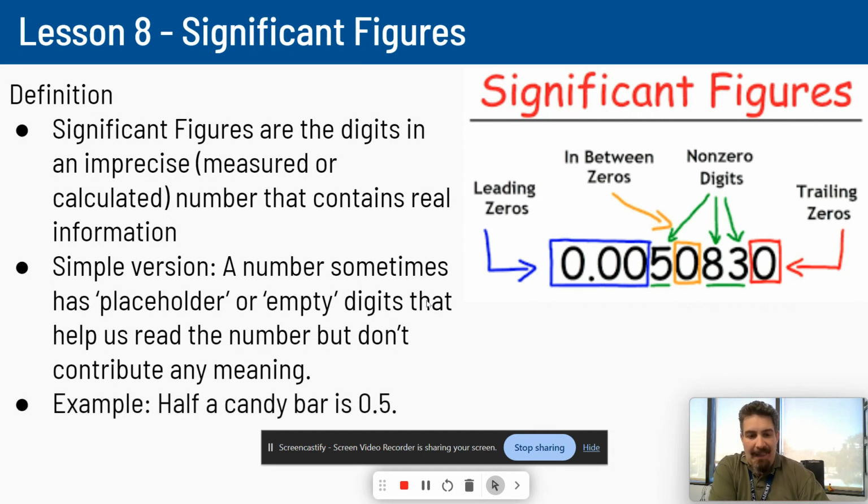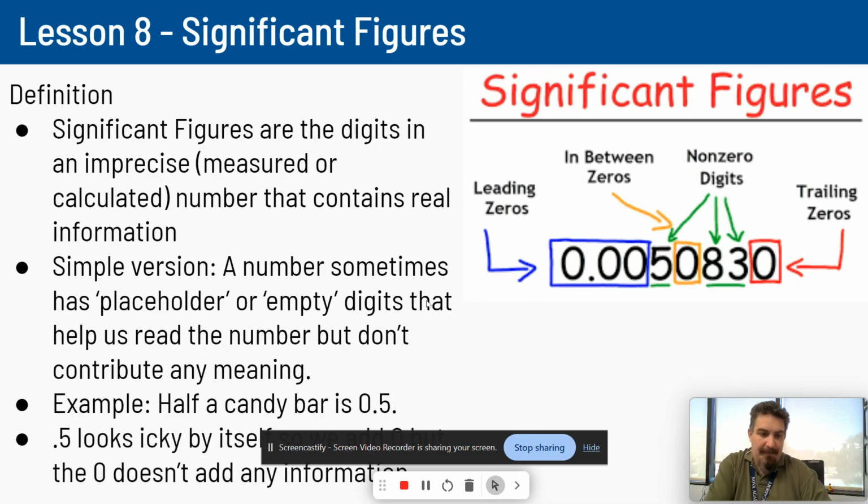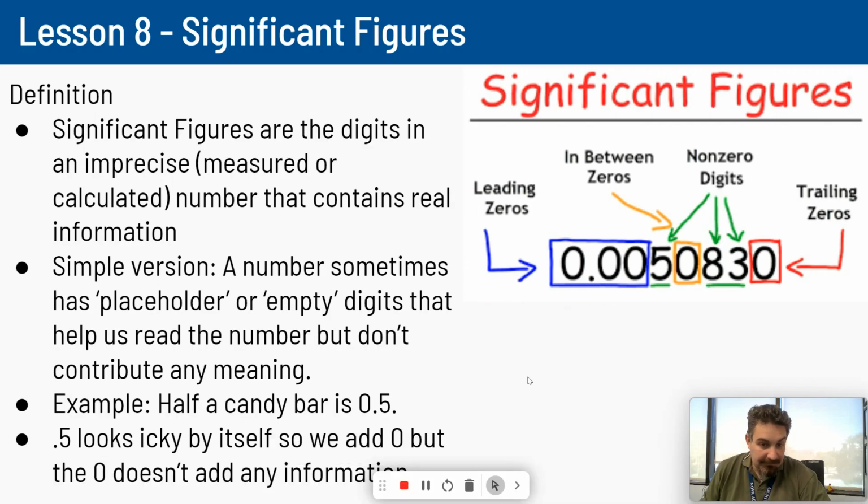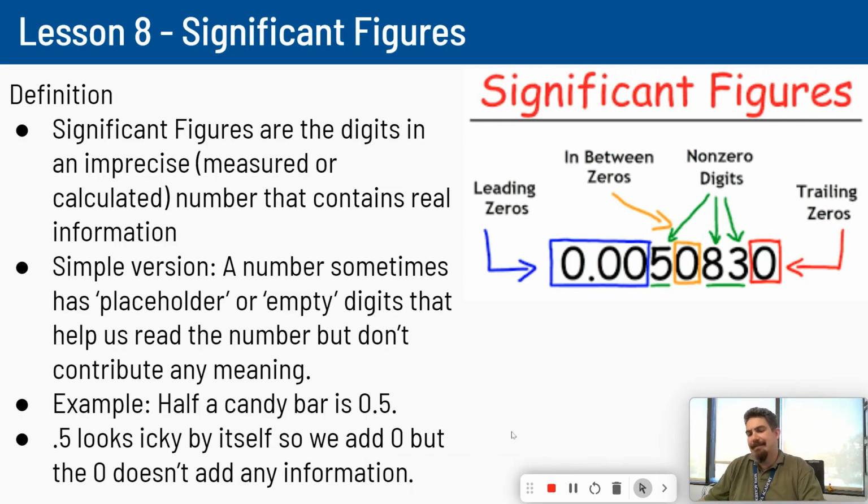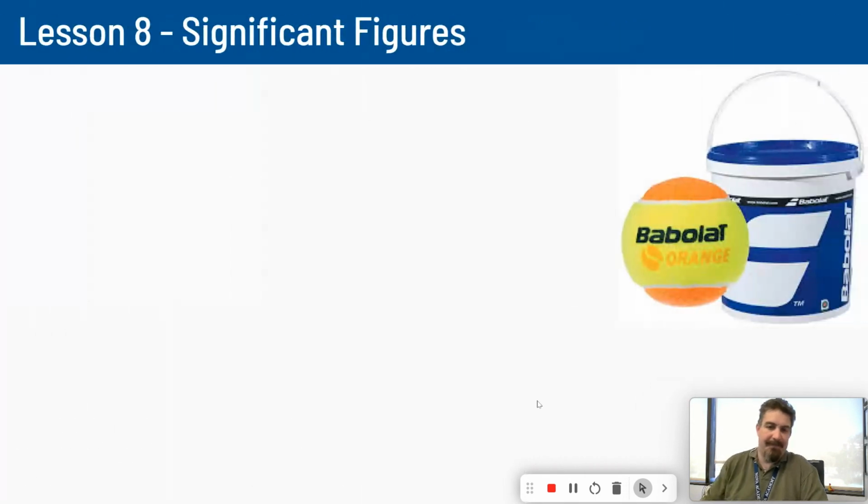Okay? Example, half a candy bar is 0.5. 0.5 all by itself looks really icky, so we add the 0, but that 0 doesn't have any information. It's not saying anything. It's just there to look nice.